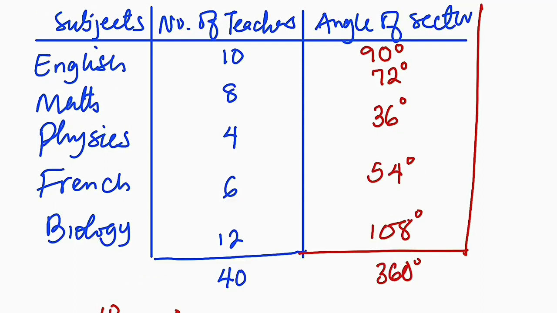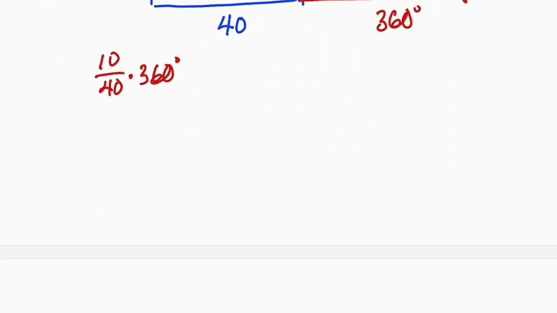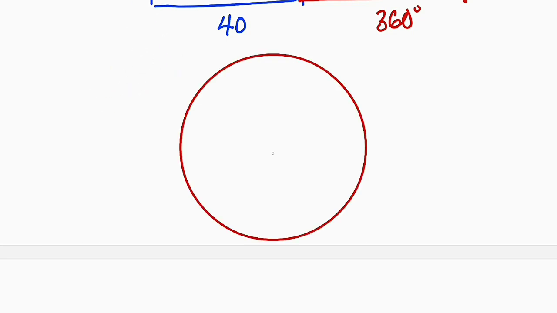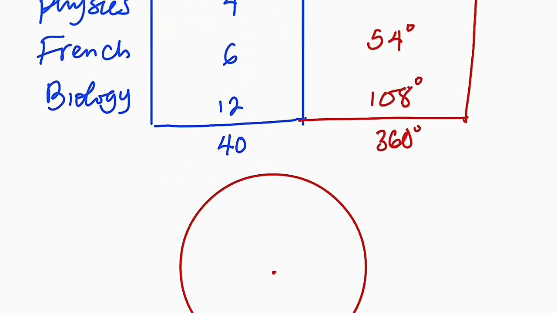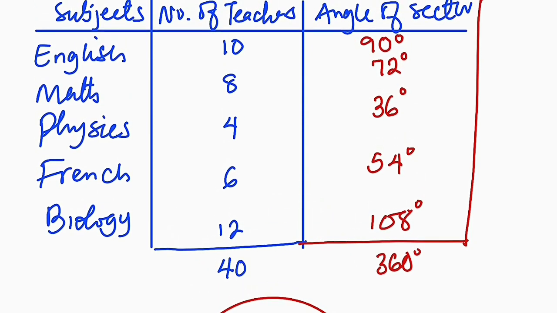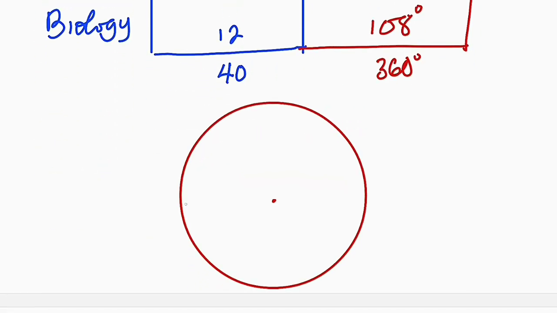The next thing to do is to represent all of these subjects in a sector. And how can we do that? First of all, you have to draw a circle with a center. Then you start with English, which is 90 degrees. So something like this. This is 90 degrees. You write English here.